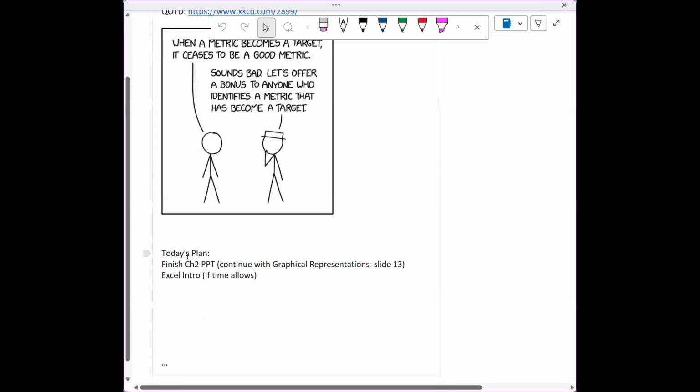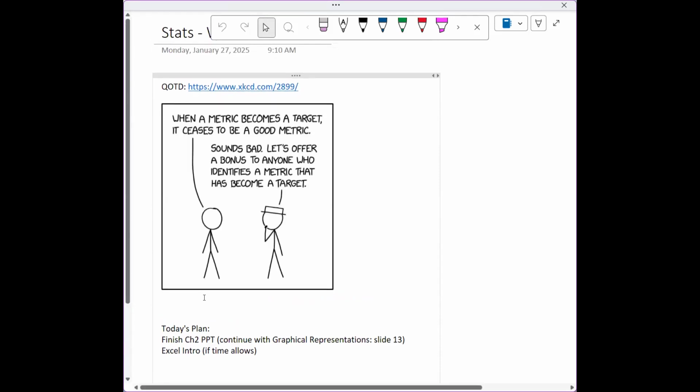Okay, so the plan for today, pretty straightforward. Just continue on with the Chapter 2 PowerPoint. If we have time at the end, we'll do a quick intro to Excel, working through a couple of Excel spreadsheets. If we don't have enough time at the end of today's class, then we'll do that first thing next time, probably.